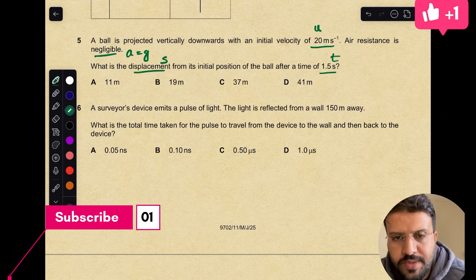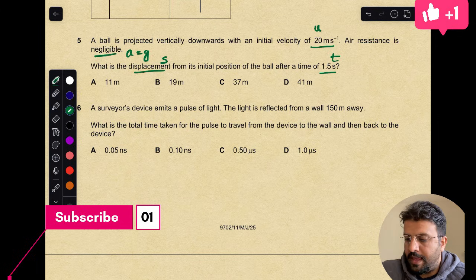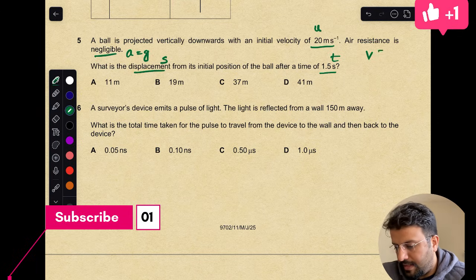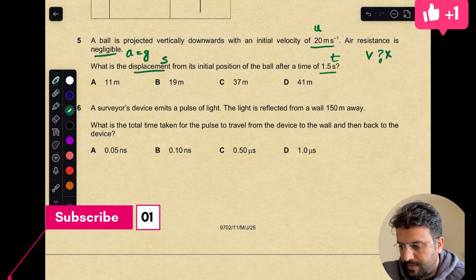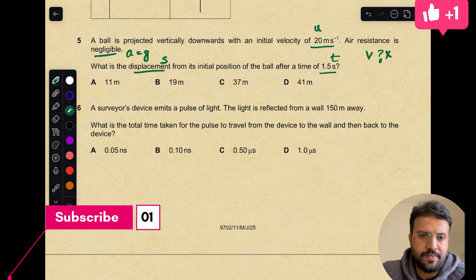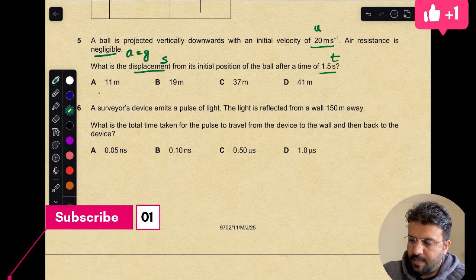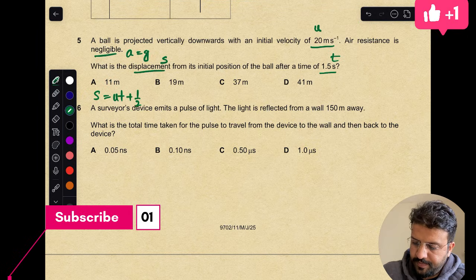As acceleration is constant, we can apply the equations of motion. If you see, we don't have the final velocity, right? So we have to choose an equation of motion in which final velocity is not involved. When you think about it, you can use s equals ut plus half at square. If you look at the given data, we have all the information we need to put here.